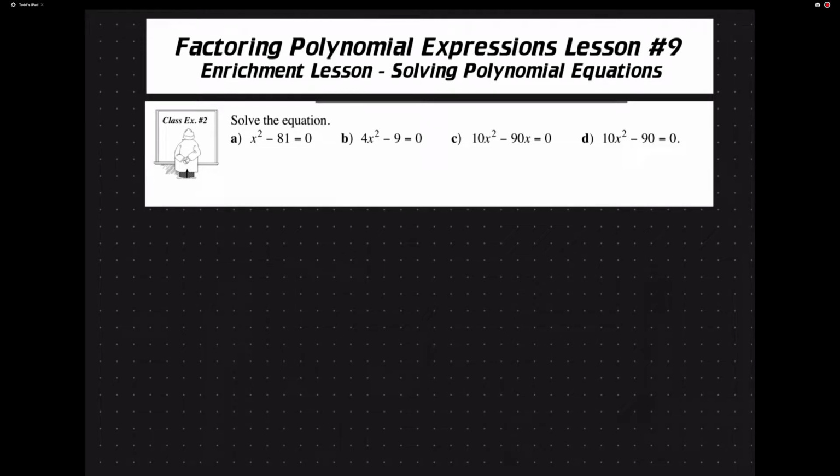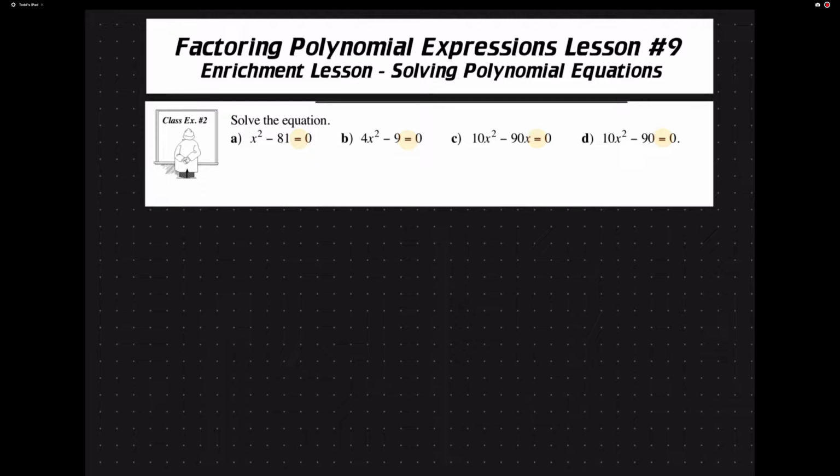We're going to take a look at lesson 9, the last lesson in unit 6, and we're going to be solving polynomial equations. Up till now, we've just been dealing with expressions, and the difference between an expression and an equation is basically this thing right there, the equals sign. In this case, we have taken that expression and made it equal to 0.